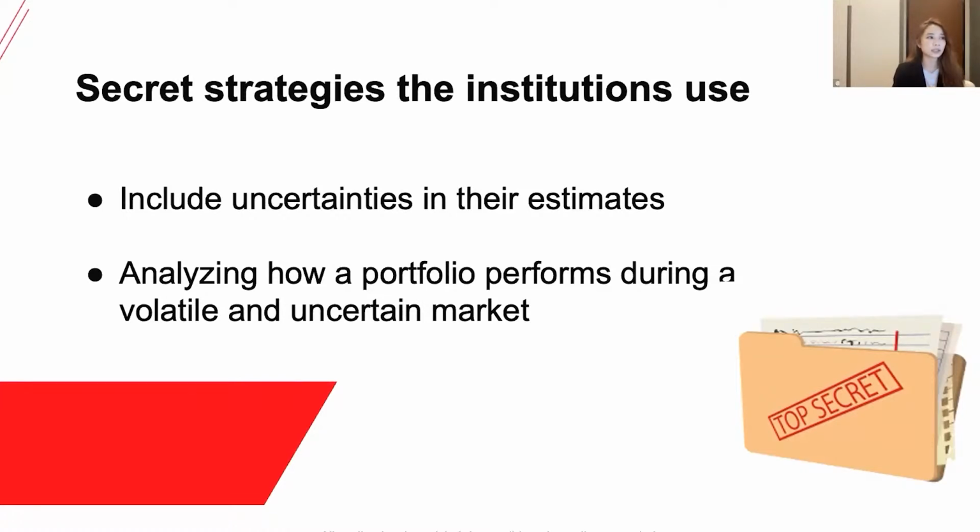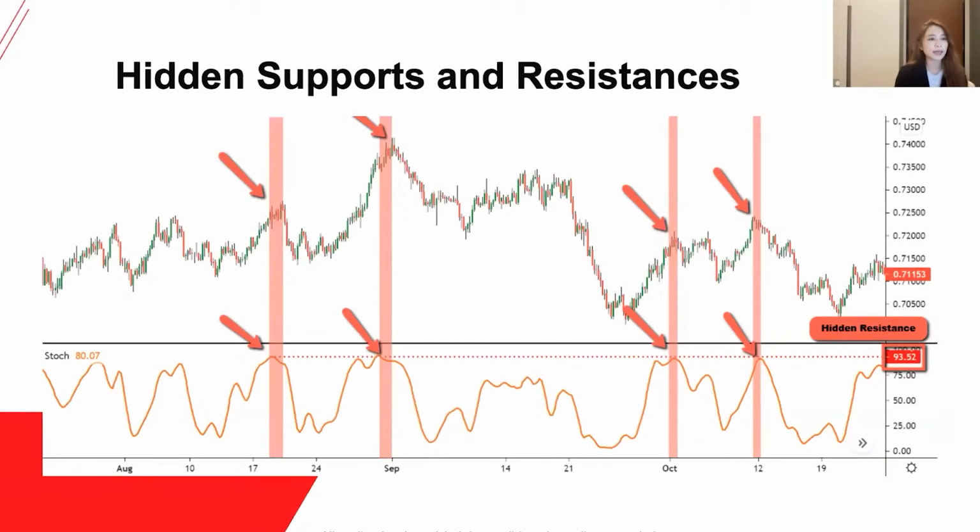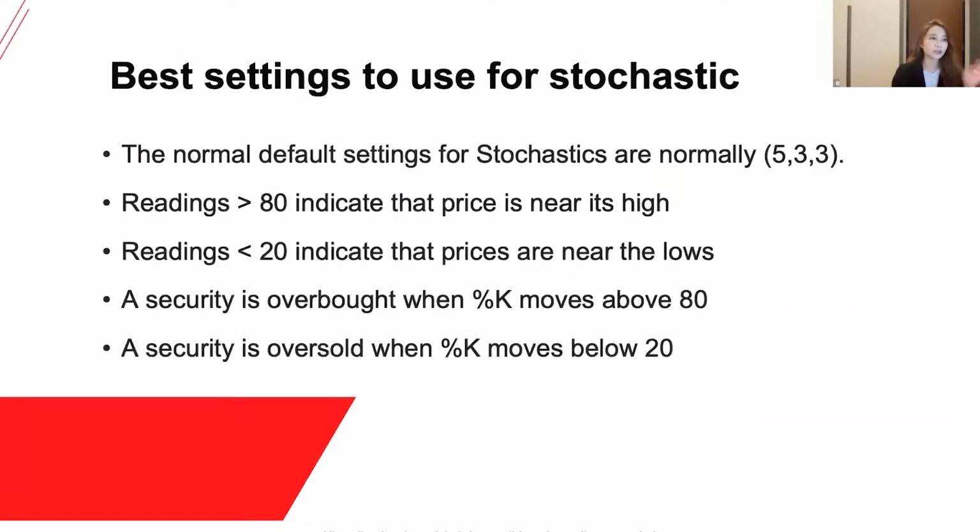Some of the secret strategies that institutions use, or that I sometimes showcase in some of the webinars we have had where I use stochastics as the indicator, will actually include the uncertainties of their estimates and analyze how a portfolio performs during a volatile and uncertain market. So we are looking at something called hidden support and resistance. Backtrack a little bit: on this slide, we are looking at highs that are at 80 and lows that are about 20. So we are looking at these two as resistance and support.